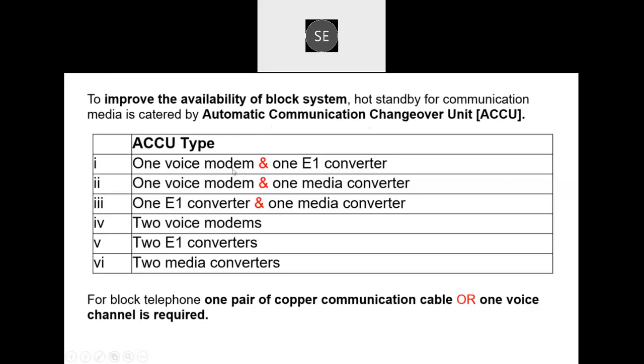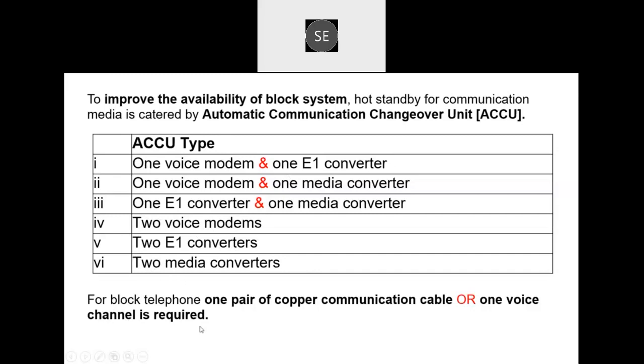We can connect one voice and one E1, or one voice and one media converter, meaning fiber. We can connect one E1 converter and one fiber. We can connect two voice modems. If there is no OSC, we can connect two voice modems, or two E1, or if we have path diversity, two media converters or two E1 converters. So this is for inter-block communication. This many combinations we can use.